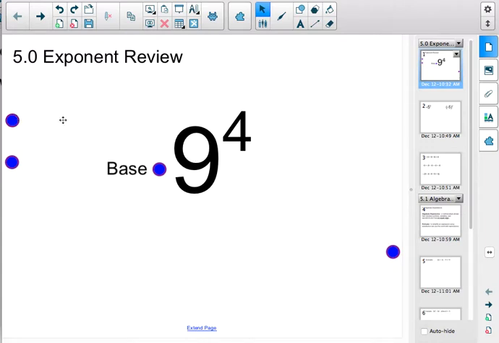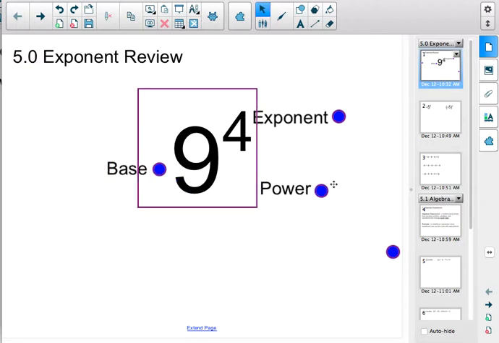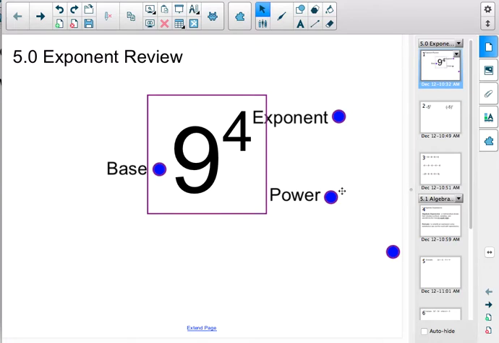The 4 is called the exponent, and that's the number that tells us how many times to use the 9 as a factor in the multiplication problem. The whole expression, 9 to the 4th power, is called a power. So these three vocab words are very important. The base is what gets used over and over in the multiplication problem. The exponent tells us how many times to multiply the base by itself, and the power is the entire expression.